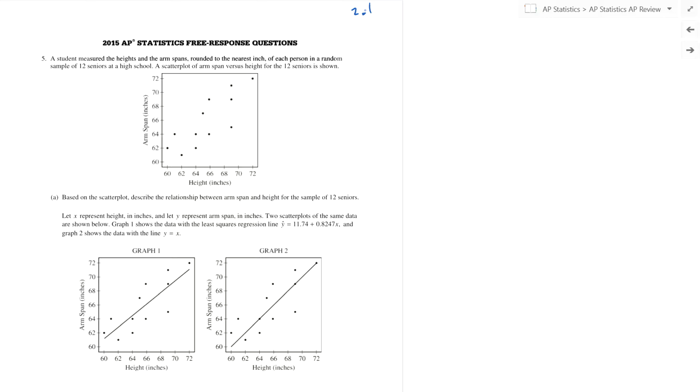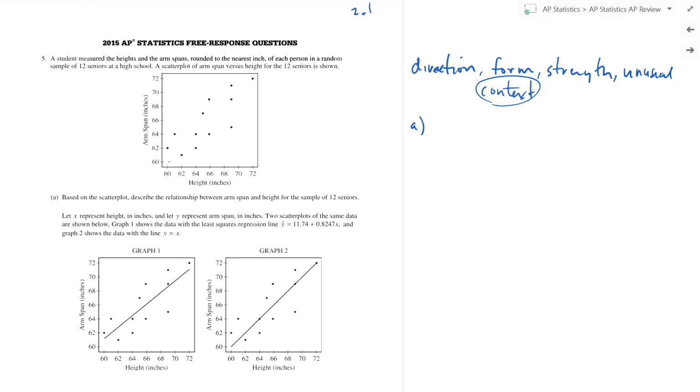Okay, describing the relationship, we want to make sure that we include direction, positive or negative, form, linear or not, strength, and if there's anything unusual. And then we always want to put this in context. Okay, all right, so A.